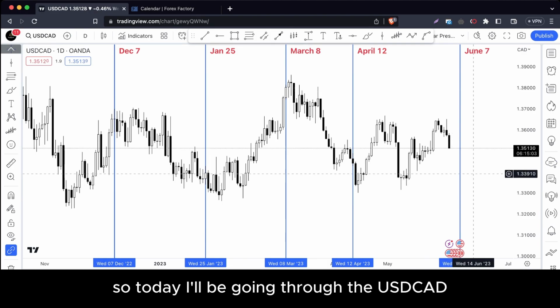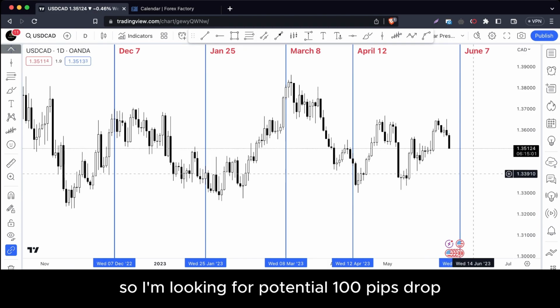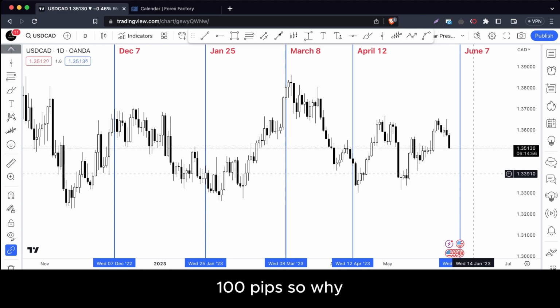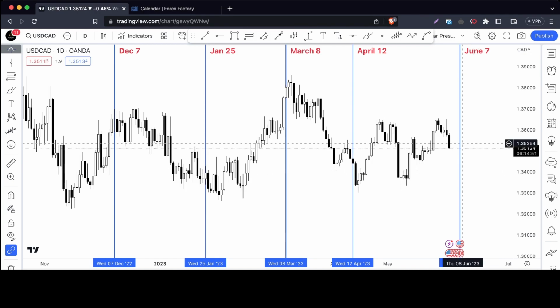So today I'll be going through the USDCAD. So I'm looking for a potential 100 pips drop. That's right, you heard it, 100 pips. So why am I looking at this? Let's take a look.